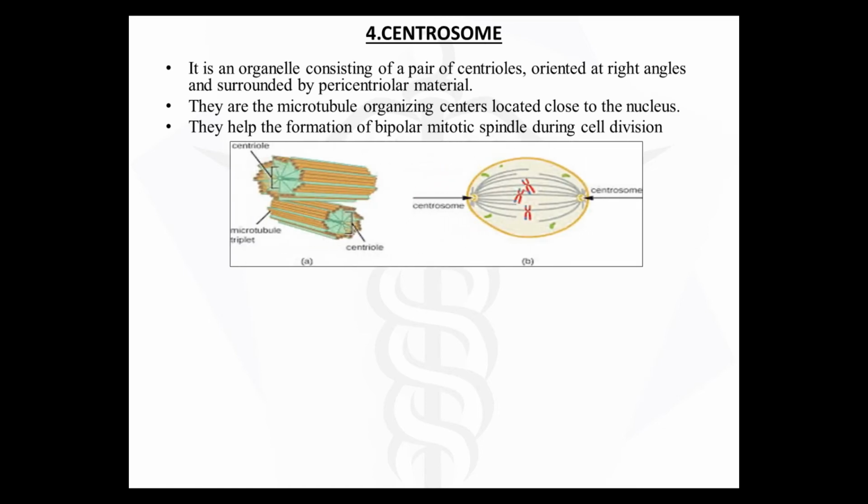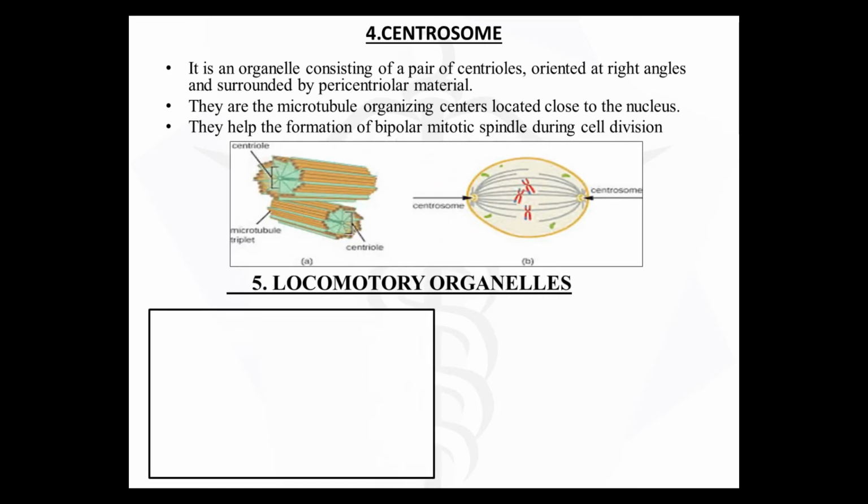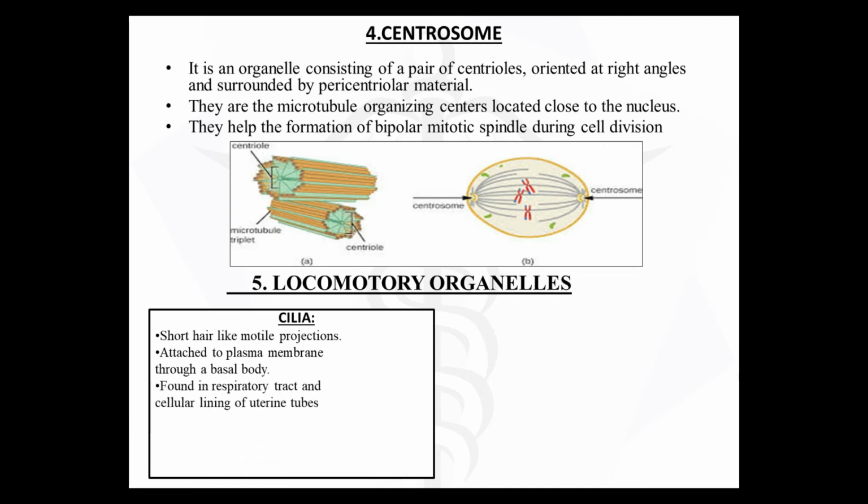The fifth structure is locomotory organelles. It is of two types, cilia and flagella. The singular form of cilia is cilium. The cell surface contains many short hair-like motile projections called cilia. Each cilium is attached to the plasma membrane through the basal body and it's composed of 10 pairs of microtubules.